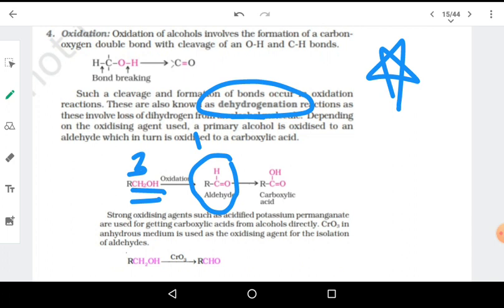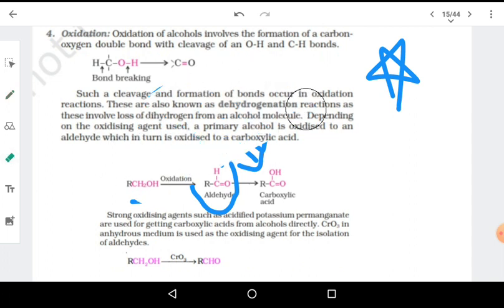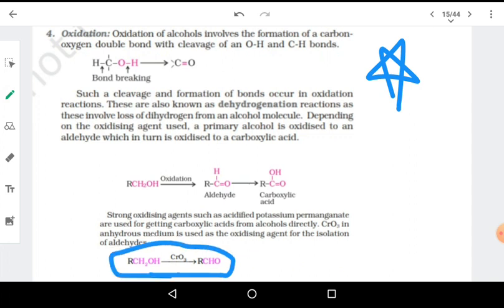Now, if we use mild oxidizing agents, alcohols can be converted into the corresponding aldehydes. If we use stronger oxidizing agents, alcohols can be converted into carboxylic acids. If we use milder oxidizing agents on aldehydes, then also we can convert them into carboxylic acids. Now, suppose we have a primary alcohol, and if I treat it with CrO3, I will be getting RCHO. RCHO is obtained over there.